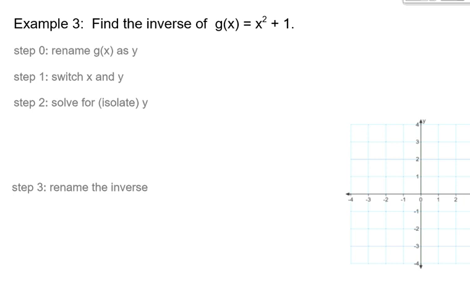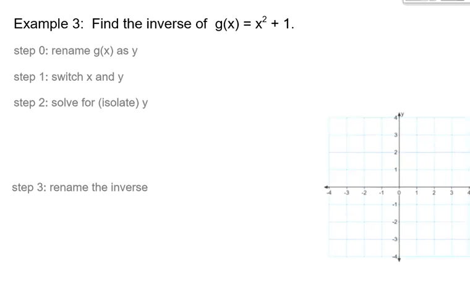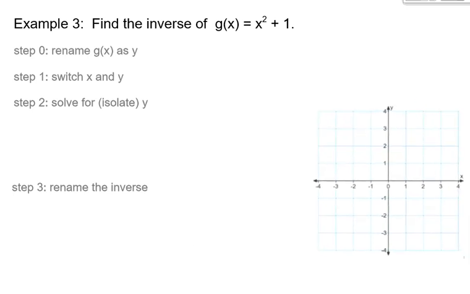This is example number 3. Find the inverse of g of x equals x squared plus 1. Okay, I'm going to start actually by looking at the graph of my original function, g of x equals x squared plus 1. So we know that to be a parabola that opens up, and it was shifted up 1, thinking about transformations. So just a quick sketch of that parabola, it would look something like this.